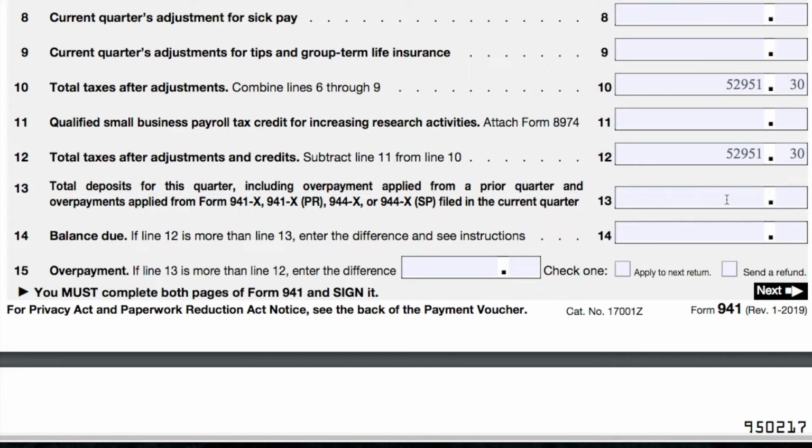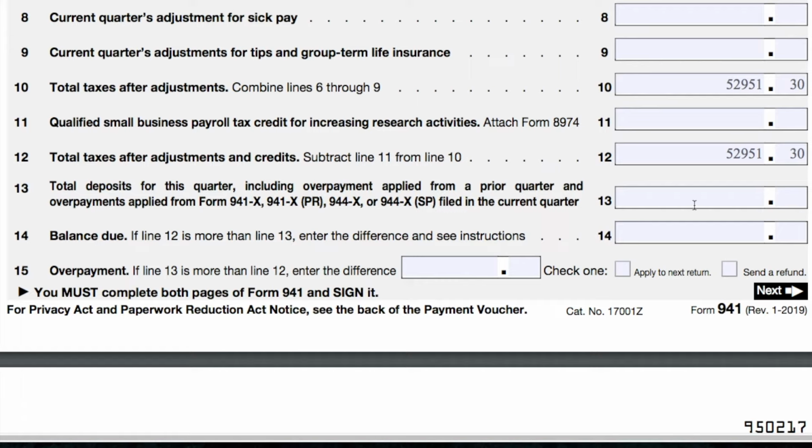If you have an underpayment, you would pay the difference either along with this form or through the Electronic Federal Tax Payment System, EFTPS. And if you've made an overpayment, the IRS will either send you a check as your refund or apply the overpayment to your next return. These other forms that you see here are amended returns. If you make a mistake on your Form 941, you have to file 941X, the amended version of the return.